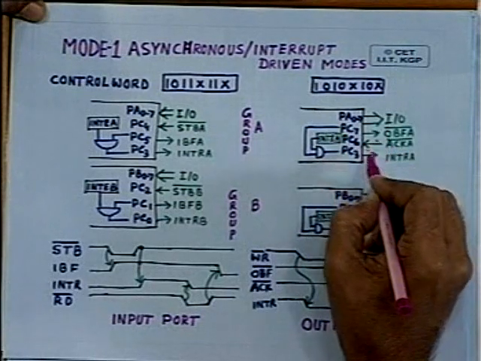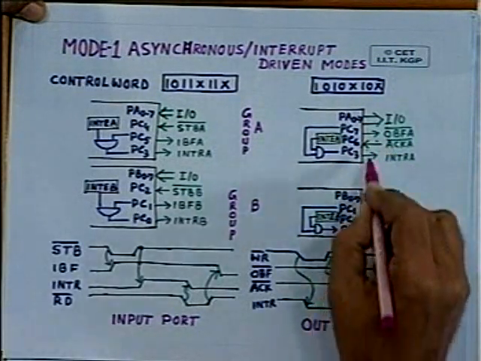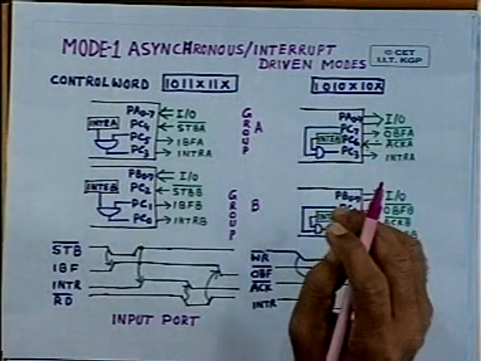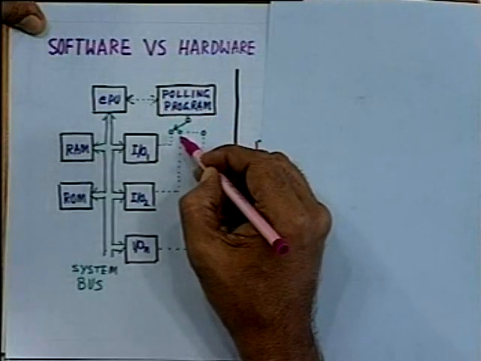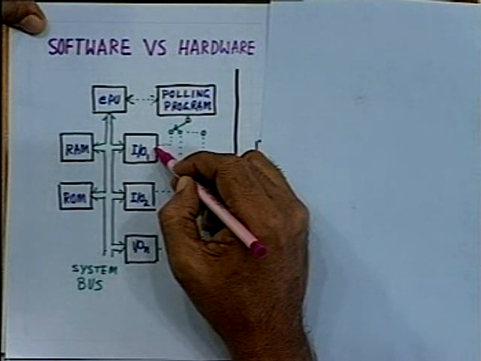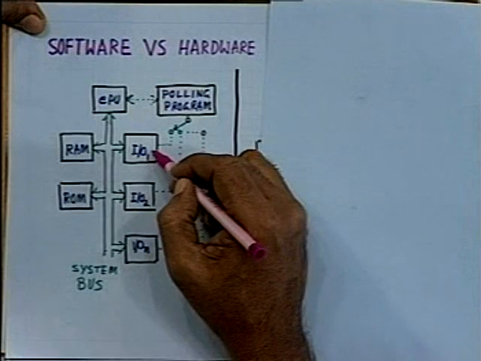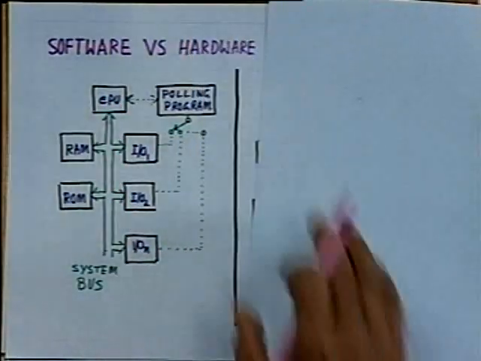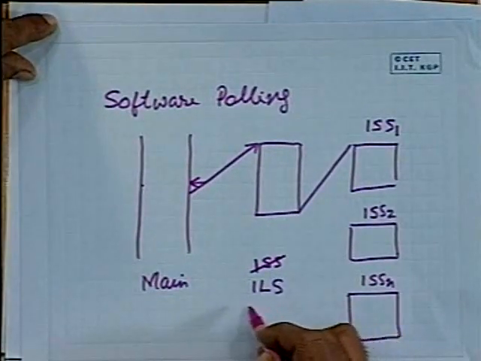In this case, by looking at the PC3 bit or PC0 bit, the source of interrupt can be identified. That means the microprocessor will keep on reading the port bit values to identify which particular interrupt bit has become one. This can be explained diagrammatically like this. Whenever you have a large number of I/O devices, this polling program keeps on checking the status of the interrupt bit of this device, this device, this device, and so on. By that the CPU can identify the source of interrupt, and this is how the interrupt level subroutine works.